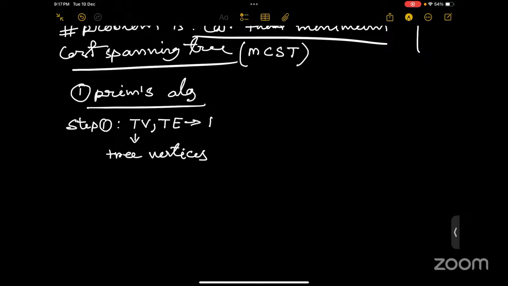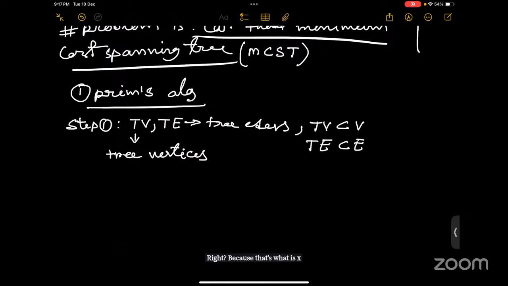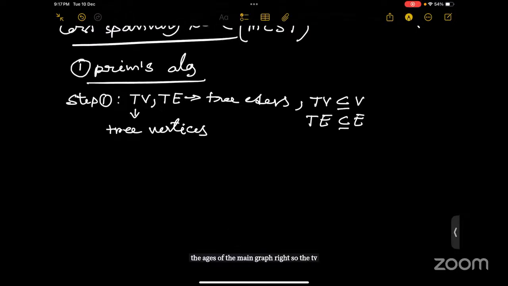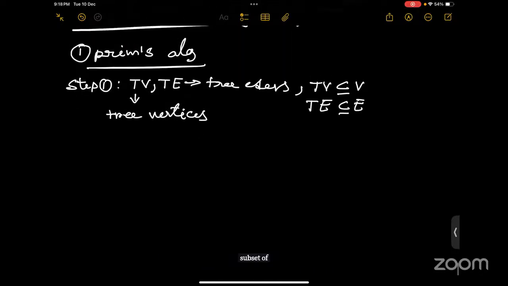And this is tree edges. Clearly, TV is a subset of V and TE is a subset of E, right? Because the vertices of the tree will be taken from the vertices of the main graph, and the edges are also taken from the edges of the main graph. So TV is a subset of V and TE is a subset of E. Okay, so we will initialize TV and TE both equal to empty.